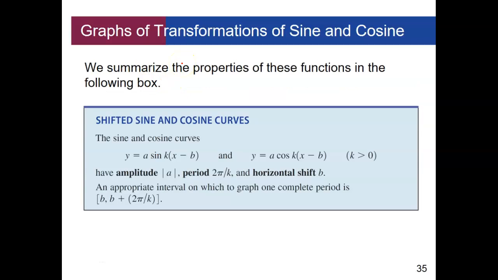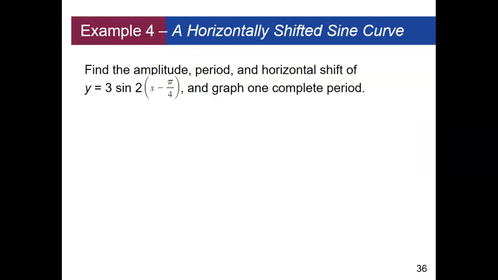So if we look at some of these examples here, this one we've got to find the amplitude, period, and the horizontal shift, also called the phase shift, for this particular trig function, and then graph one complete period. So if we look at this, our amplitude is 3, our k is this number here, so that's going to be 2. And this is going to give me the phase shift or the horizontal shift, so it's going to be going right pi over 4, or it might just be identified as plus pi over 4.